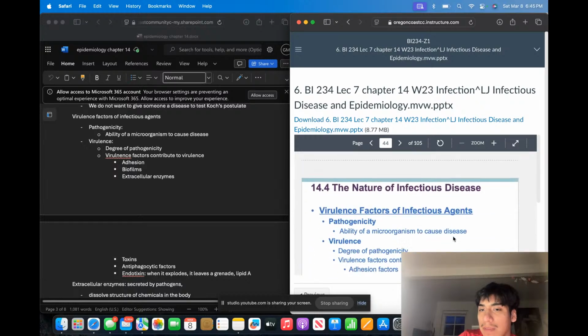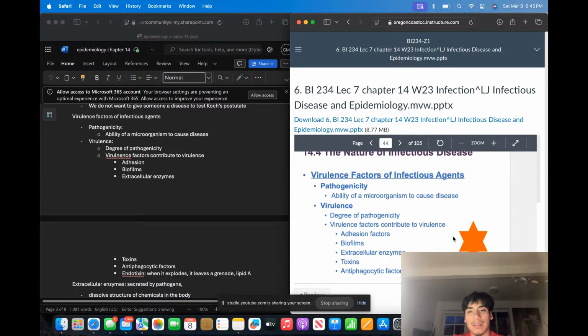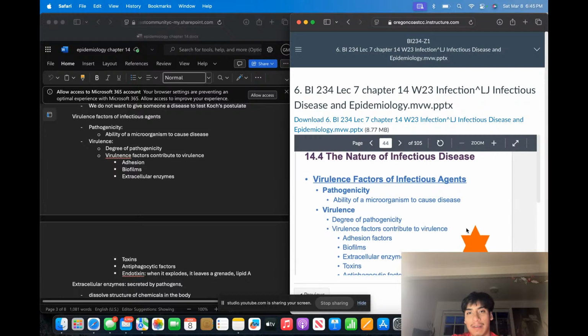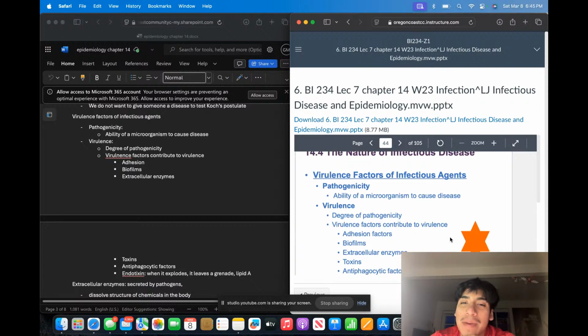Anyways, okay. So here's some other vocab words. Here we have the Star of David. The nature of infectious disease, virulence factors, and infectious agents. So pathogenicity is the ability of an organism to cause disease. An example would be COVID. It spread super well. And then virulence is the degree of pathogenicity.